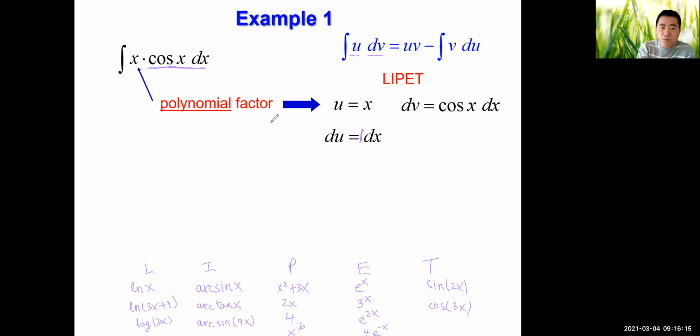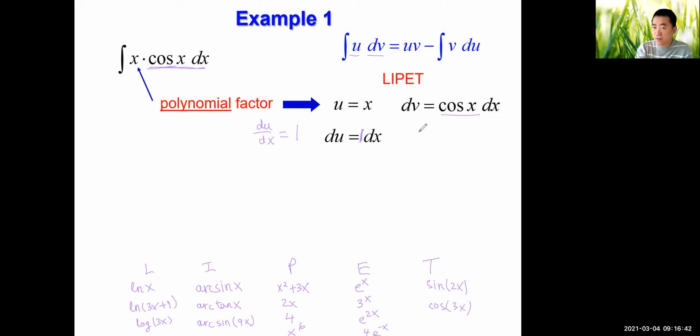Okay, so keep in mind that when you take the derivative of u with respect to x, the derivative of x here is 1, and you multiply both sides by dx, so you do it in the differential form. So du is 1 times dx on both sides, and that's what you got. Now, on the other hand, dv is cosine x dx. That means the derivative of v is cosine.